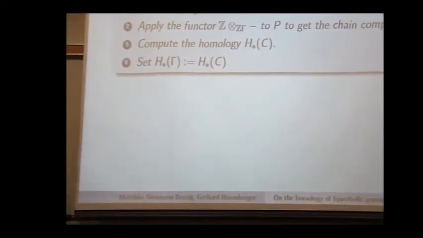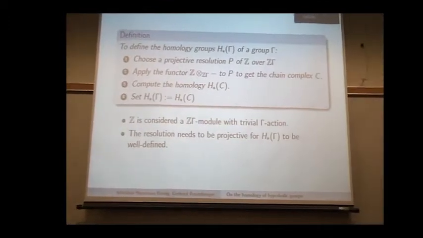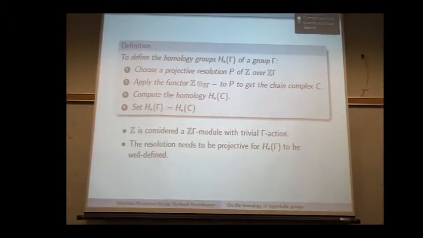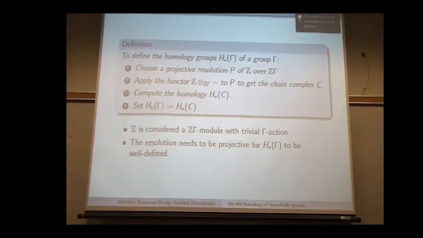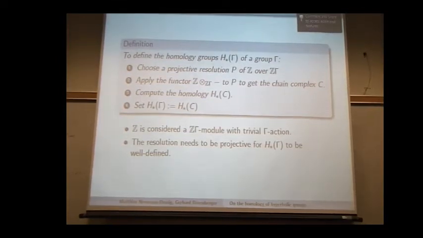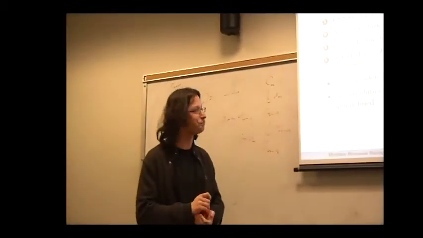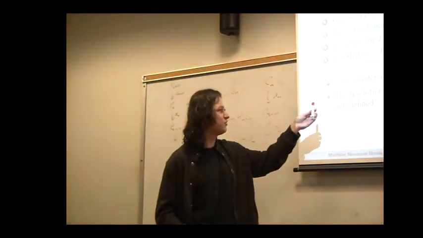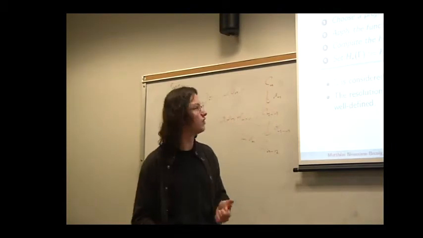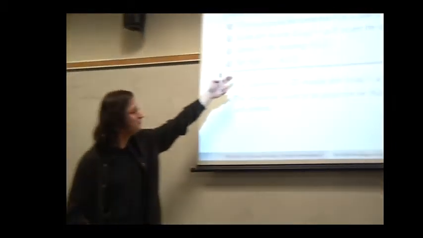Okay. So there are two things that need mentioning. The first I already said: Z is considered a ZΓ-module with trivial action. We can take any abelian group here. And in fact, there are homology theories with other modules here. But I'm just going to concentrate on integer group homology. And if the resolution is not projective, we don't get a well-defined functor here. So we really need that one.